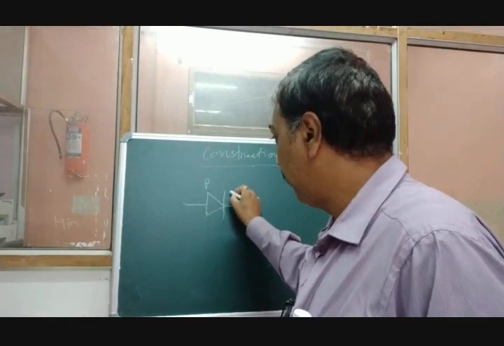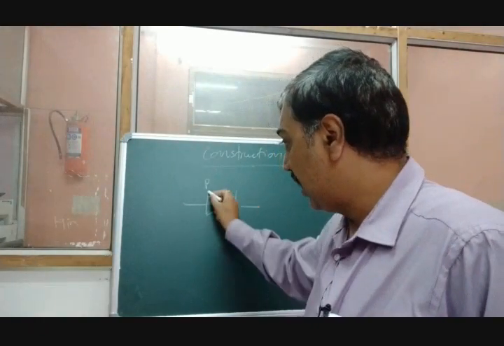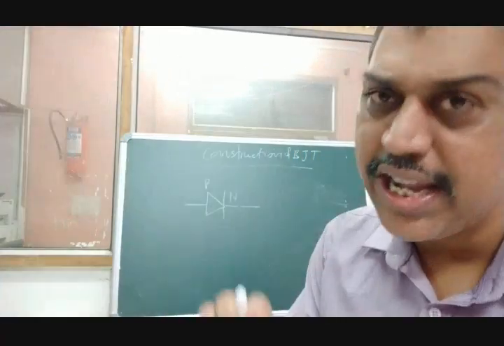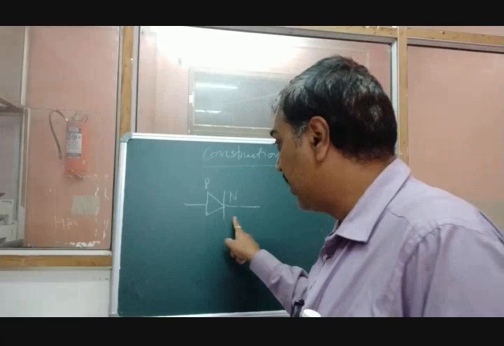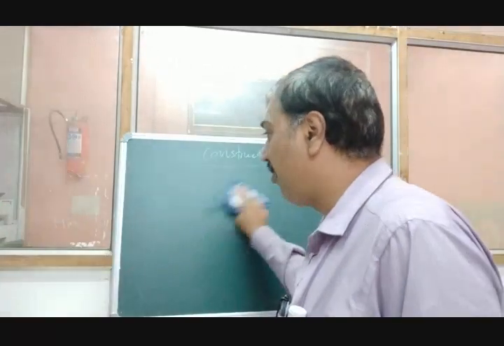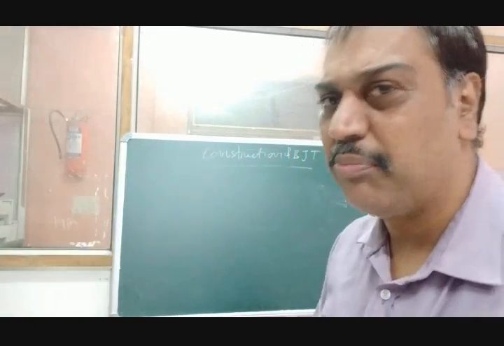This line means N-type semiconductor, and this arrow represents the direction of current in case of a diode. That I have already explained to you. So this is a PN junction diode symbol. Similarly, we can draw the symbol for a transistor. So let's draw the symbol for a transistor.